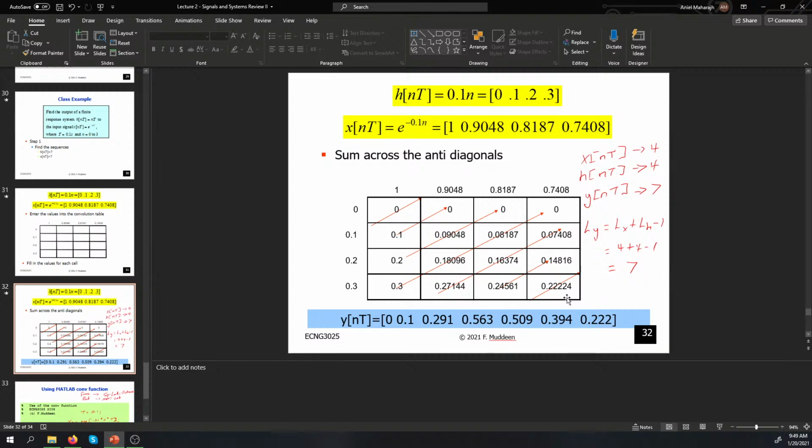So for example, if this question was worth 20 marks, this final answer here, y of nt, is just going to be 1 mark out of that 20. The remaining 19 marks will be for you actually obtaining the h of nt and the x of nt sequences from the equations, formulating the convolution table, and drawing the anti-diagonals to show how you went about summing to get to the final answer. So just remember that the marks allocated for this are going to be heavily focused on the method, the approach, and the working that you take. The final answer is just going to be worth 1 mark.